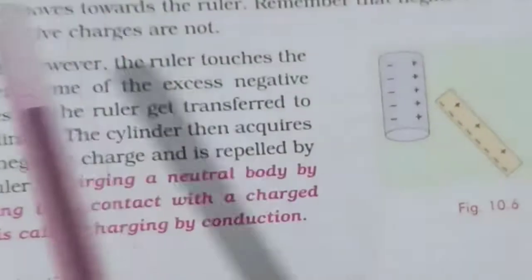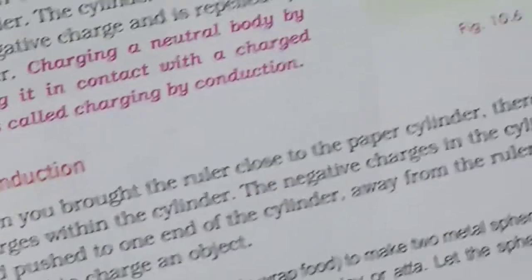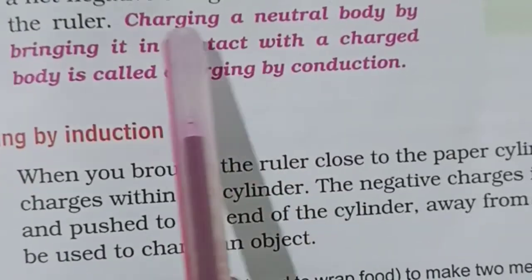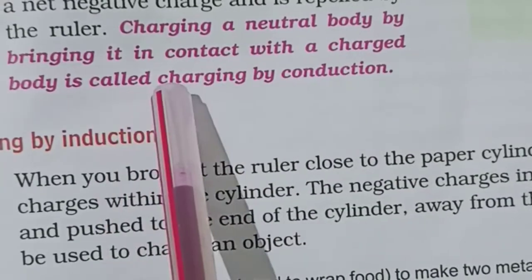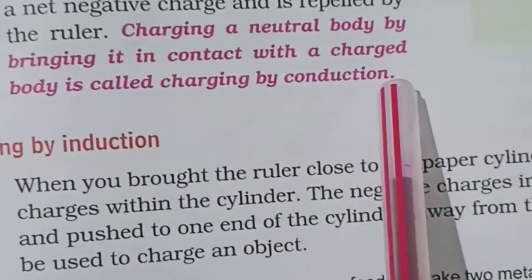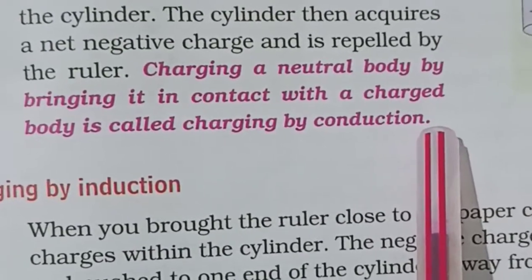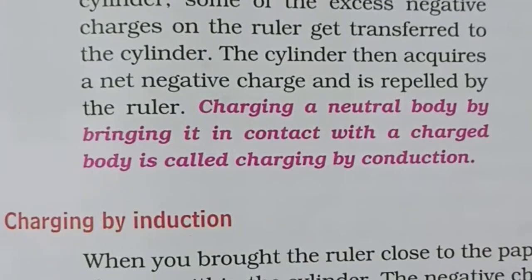The same thing has been explained in the whole paragraph here. So we come to the conclusion that charging a neutral body by bringing it in contact with a charged body is called charging by conduction. And when we charge a body by conduction, then both of them acquire similar charge. Next method, charging by induction.